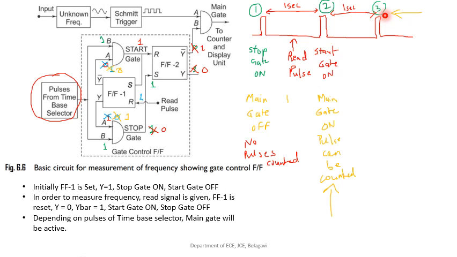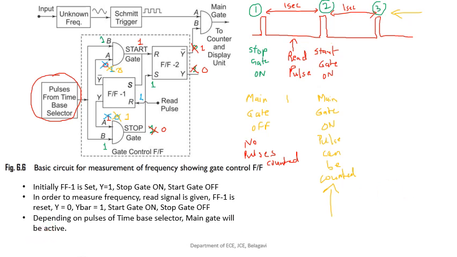At the third, what happens? You will have one here at the stop gate, and one here from the time base selector. So it will generate a 1, and that is going to set my flip-flop 2, and because of the set, this Y bar is going to become 0. That is going to happen at the third. The stop gate is on again, the main gate becomes off, and again you cannot count the pulses.